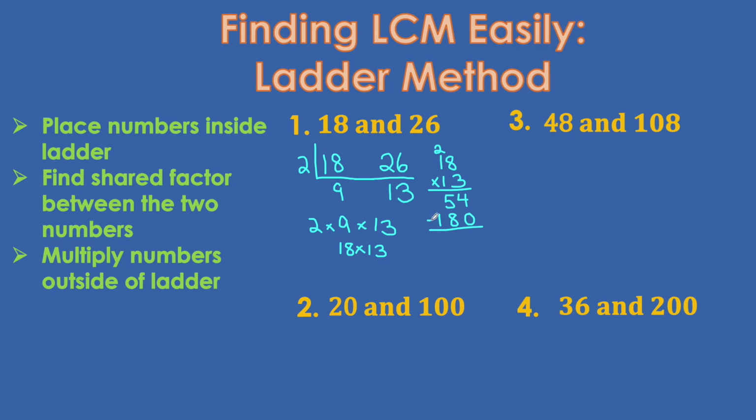Now we add our digits. 4 plus 0 is 4. 8 plus 5 is 13. Carry the 1. 1 plus 1 is 2. So our least common multiple is 234. And it's as simple as that.